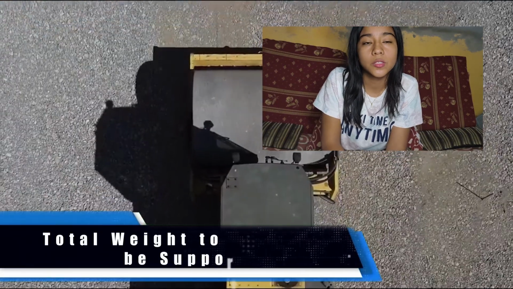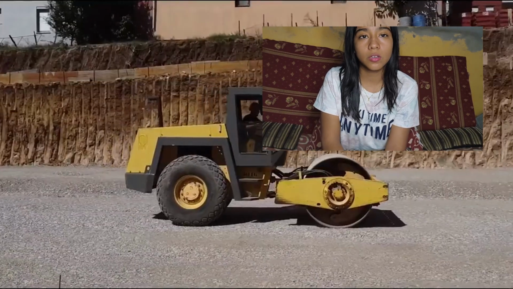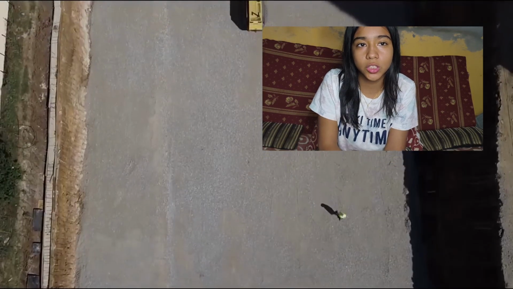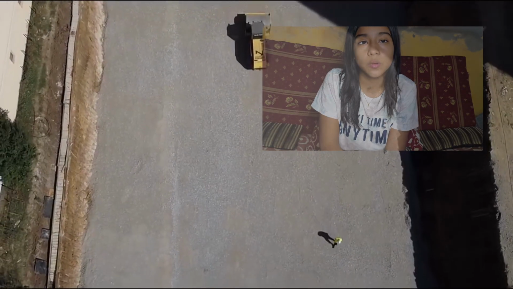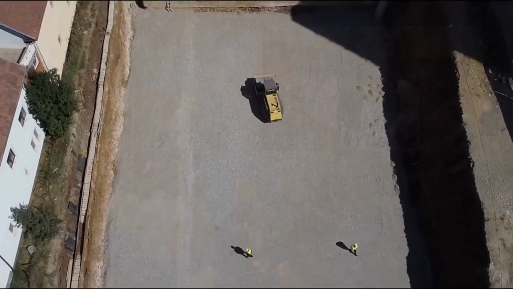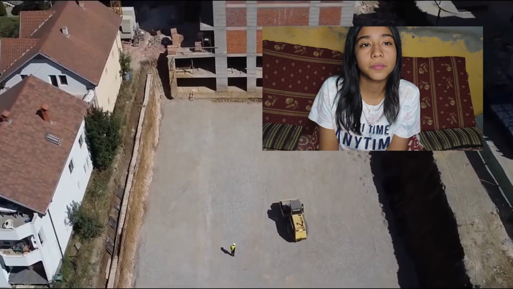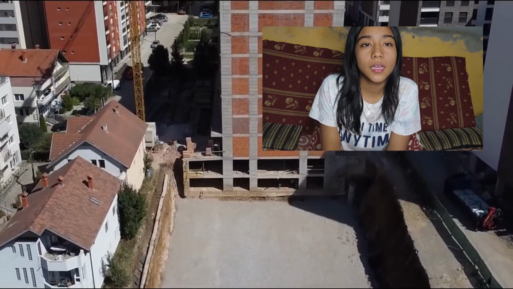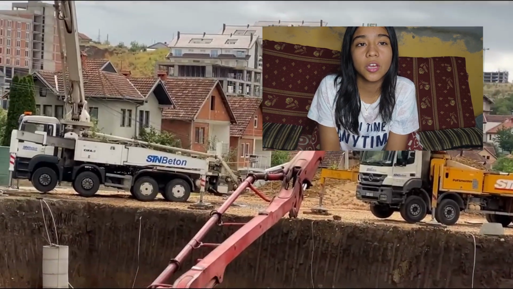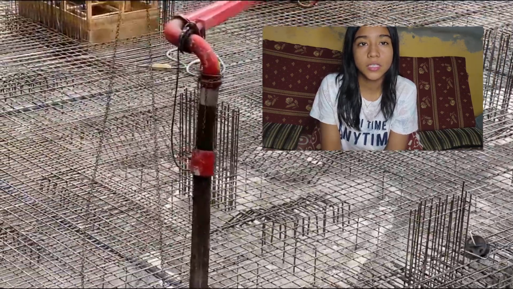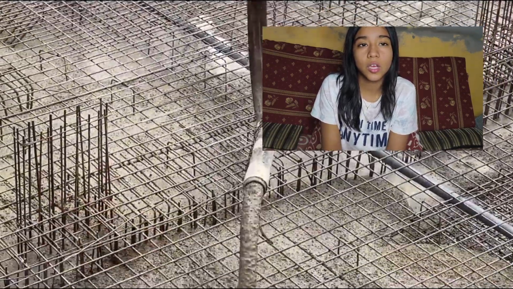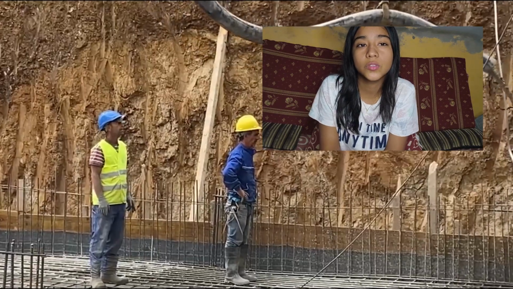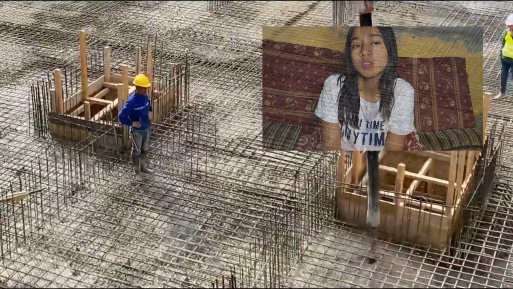Total weight to be supported. This is the second factor on which the final and precise measurement of the strip foundation depends: the total weight to be supported. It is not the same for every foundation; some support more than others depending on the number of floors and also on the location of the foundation. This is also taken into account by the design engineer when carrying out the structural design of the house.